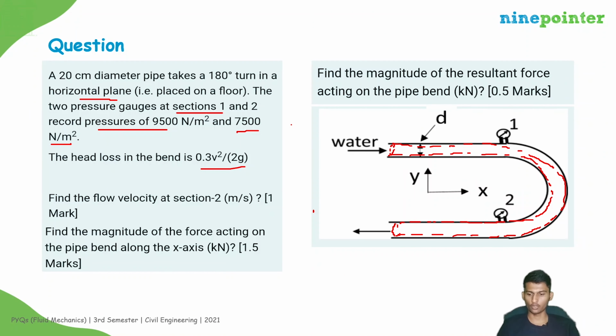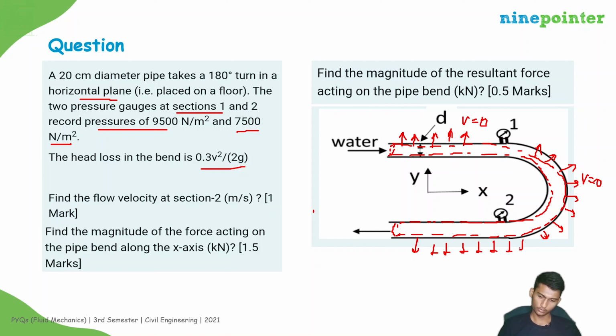Now if you observe the control volume, perpendicular to the control volume here, the velocity is 0. In this region also, perpendicular to the control volume, the velocity will be 0. In this region also the velocity is 0. So here also the velocity perpendicular to the control volume will be 0. So the only places where the velocity perpendicular to the control volume is non-zero are here and here, right? Here the velocity is in this direction with value V, and here the velocity is in this direction with value V.